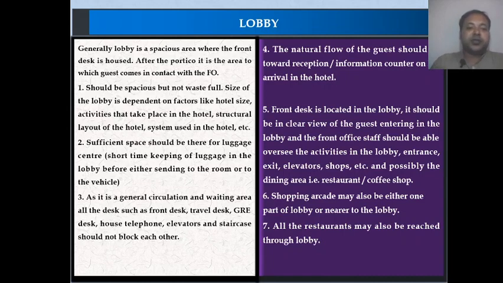The lobby should be spacious but not wasteful. The size of the lobby should be limited by considering the size of the hotel, the location of the hotel, and the cultural procedure of the local area. They have to be concerned about the structure of a lobby. Sufficient space should be provided for the guest, because they can bring their hand luggage and their passport, and they can take some rest for a couple of minutes. So the hotel authority must be concerned about the lobby and the space facilities.